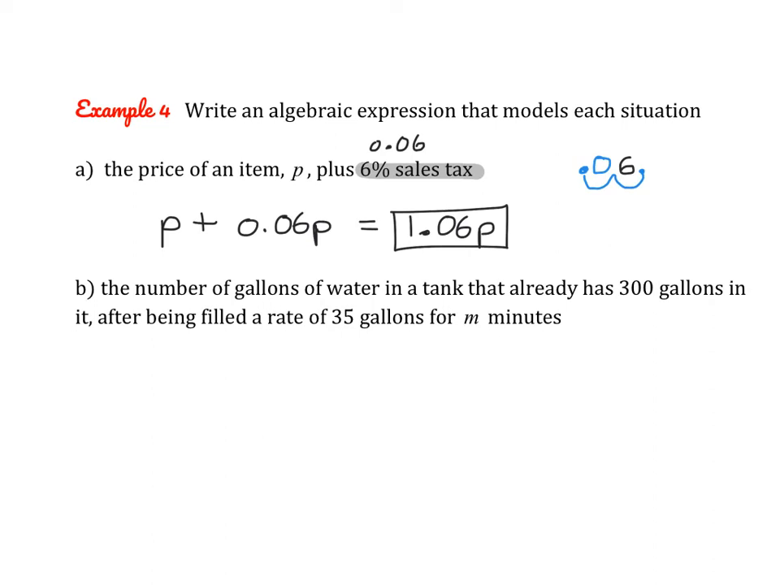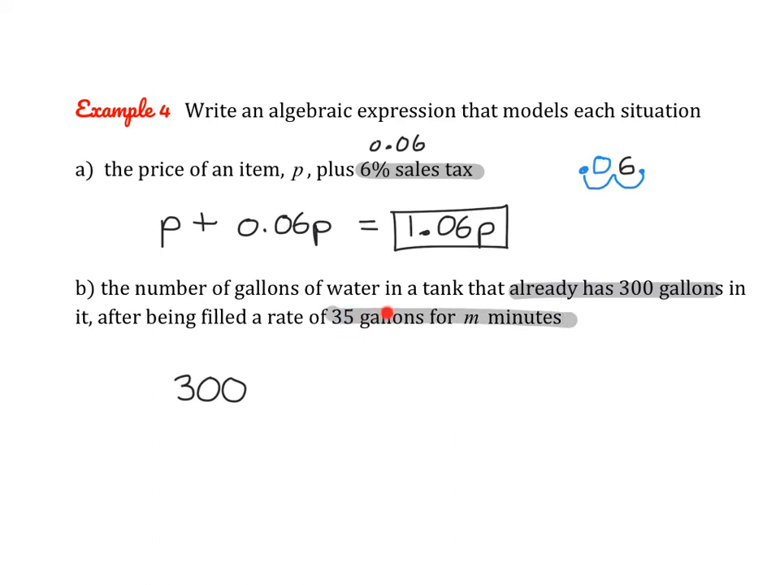Okay, let's look at part B. The number of gallons of water in a tank that already has 300 gallons in it after being filled at a rate of 35 gallons for m minutes. Okay, so let's see if we can find a way to represent how much water is in this tank. First, it says it already has 300 gallons. So that's our starting point. So we can actually write that down. So that amount of water is in the tank. And then it's being filled up at a rate of 35 gallons for m minutes.